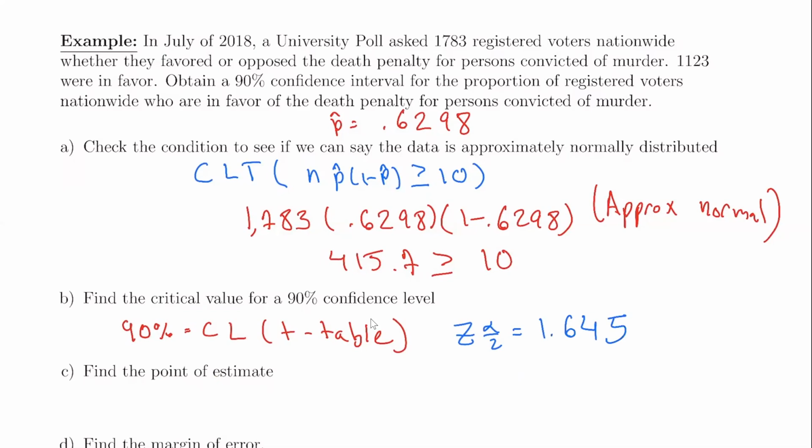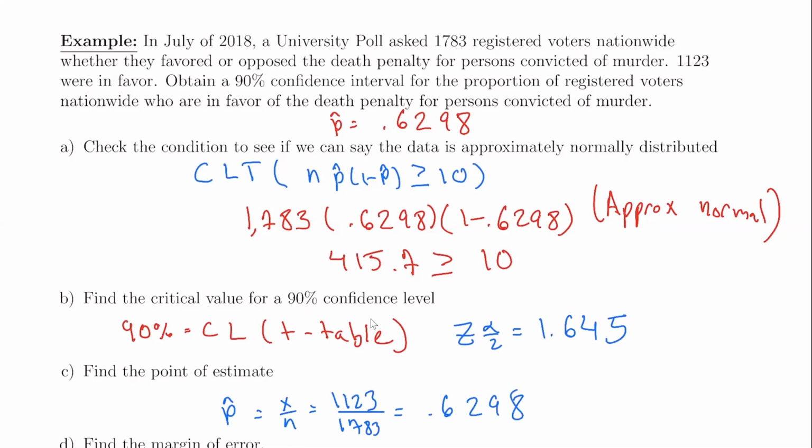Okay, C is asking for the point of estimate. The point of estimate is p hat, which you find by doing x divided by n. X in this case is 1,123, all divided by our n, which is 1,783, which we found out to be 0.6298. So that's your point of estimate.